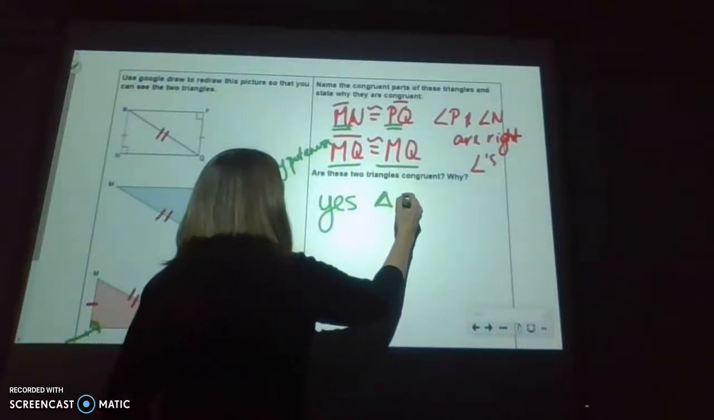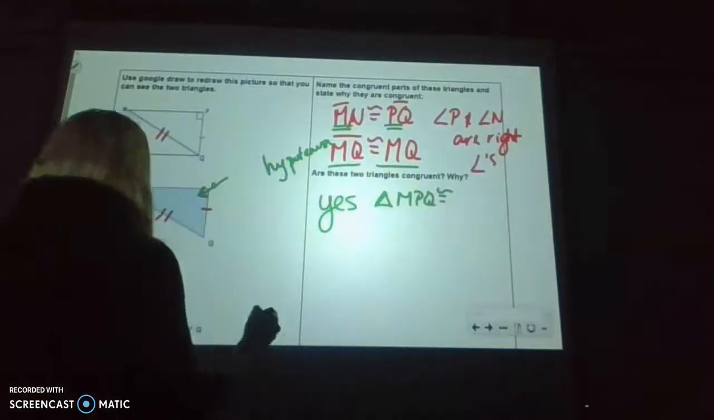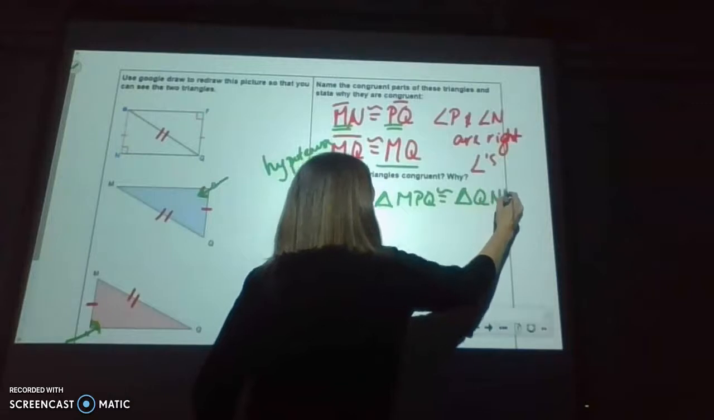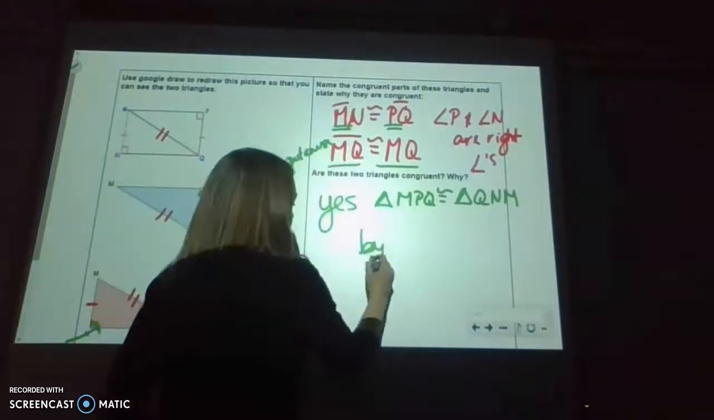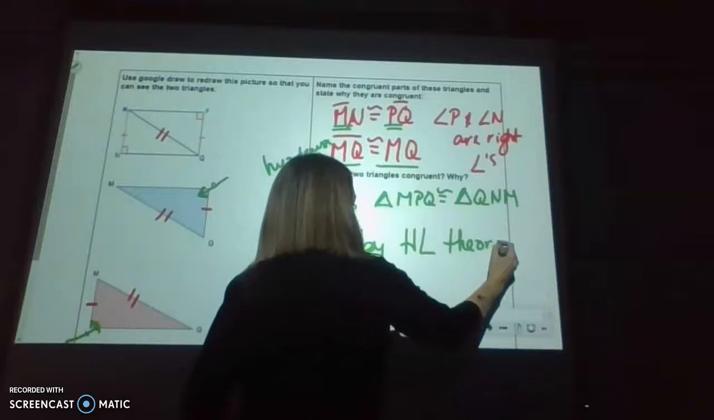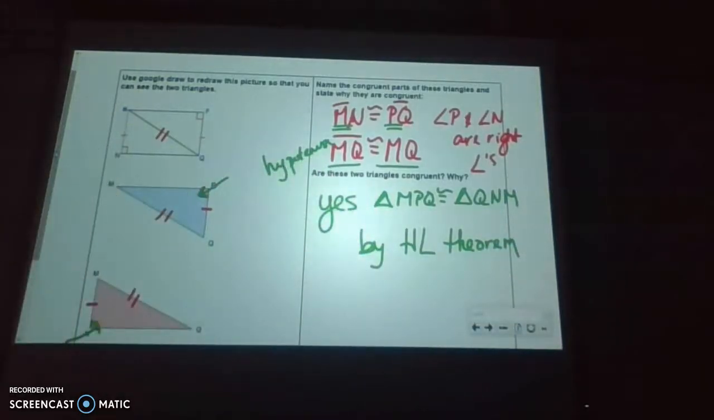Triangle MPQ is congruent to triangle QNM by the HL theorem, because we have the hypotenuse and leg congruent to a hypotenuse and leg. Nice. All right, next. Makes sense.